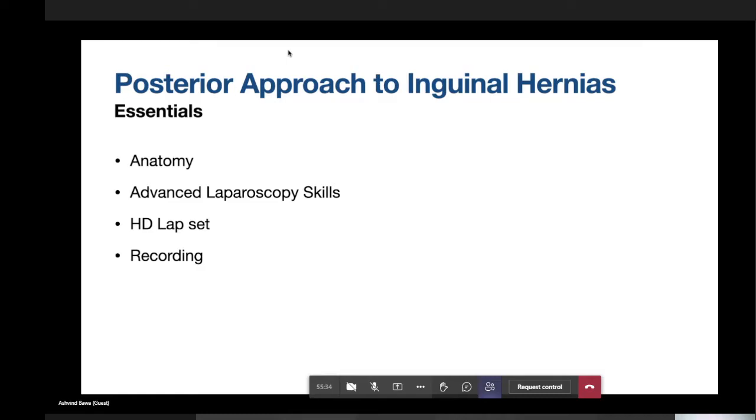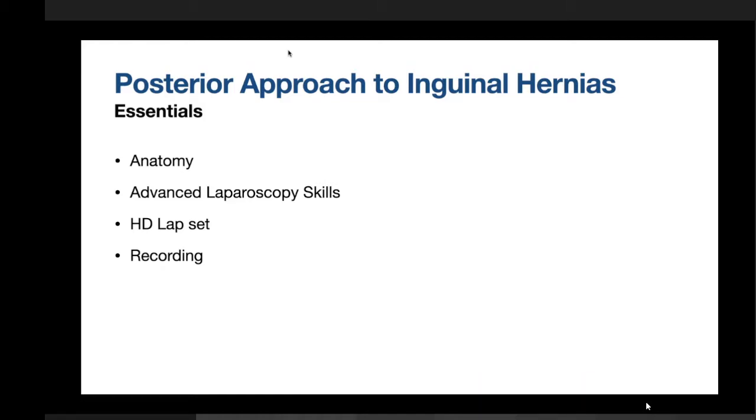So basically, going on to the posterior approach to inguinal hernias, there are certain essentials that one needs to know. One needs to be very clear about the anatomy. One needs to have advanced laparoscopic skills, for example, with difficult cholecystectomies and appendicectomies, a TAP for beginners if you're moving from TAP to the extraperitoneal space, a good HD lap set for recording all your cases and having a good vision. Perhaps recording would also help you to show it to mentors like Dr. Jignesh, so that you can be criticized and you can improve on your work.